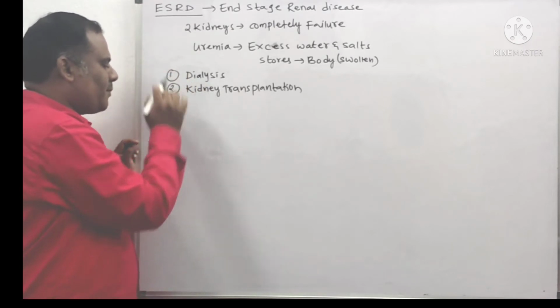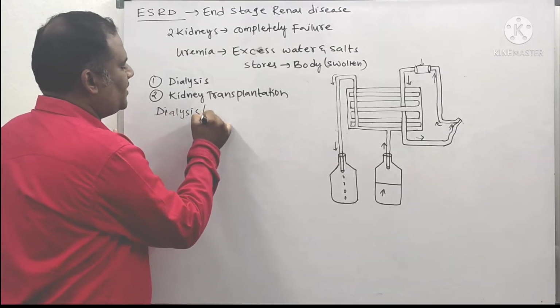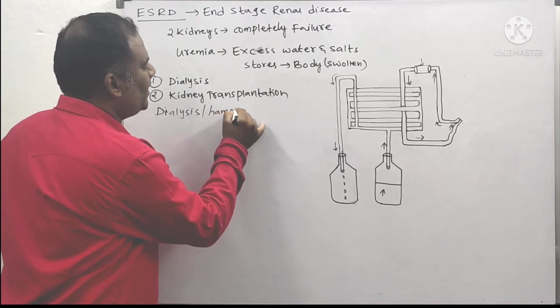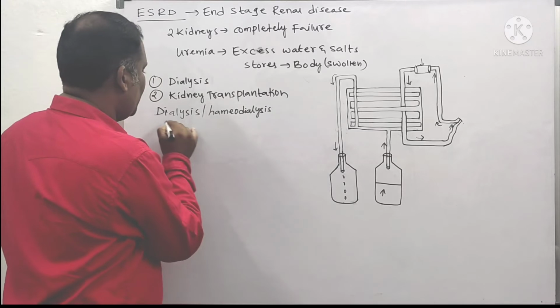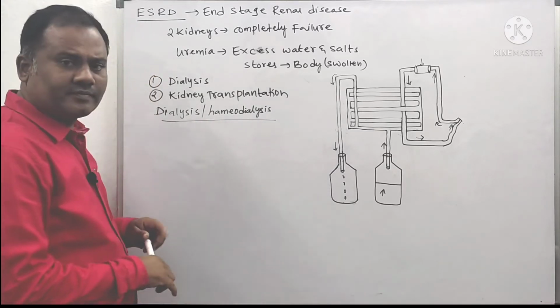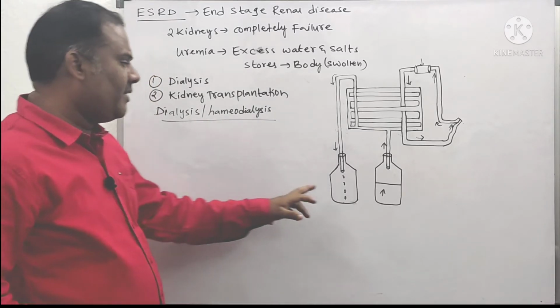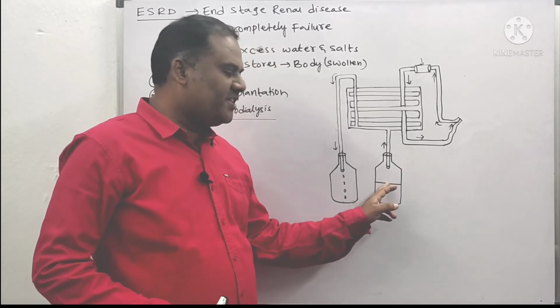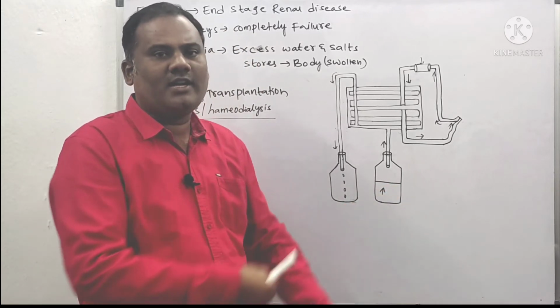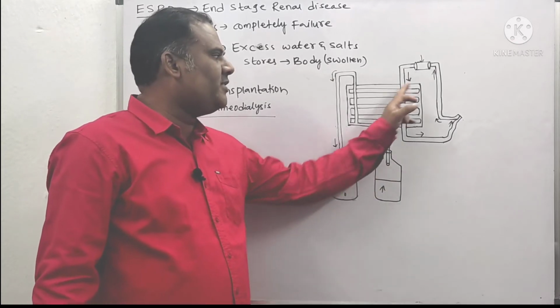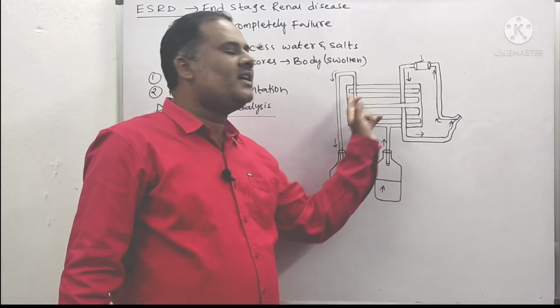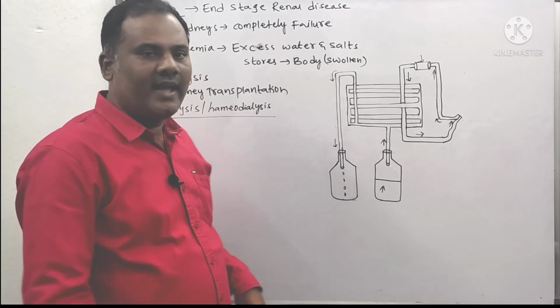And see, the first process. This dialysis is also called hemodialysis. In this, what will they take? First, from the patient's main artery, they collect the total impure blood and send it into an apparatus. This apparatus is called a dialyzer.